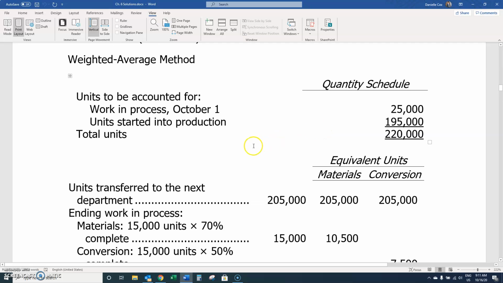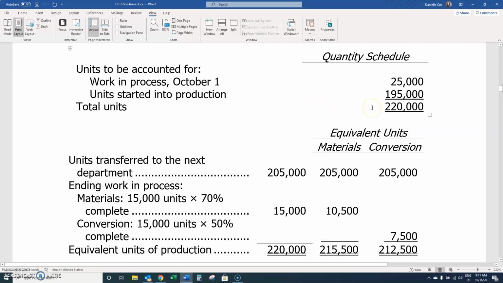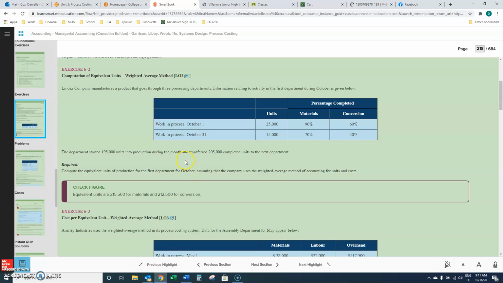Now, the next step then is what happened to those units? Where are they? So let's go back here again. So during the month, they transferred 205,000 completed units to the next department. So 205,000 were completed. And at the end of the month, 15,000 were remaining. And they were 70% complete with regards to materials and 50% complete with regards to conversion. And conversion is overhead and labor.